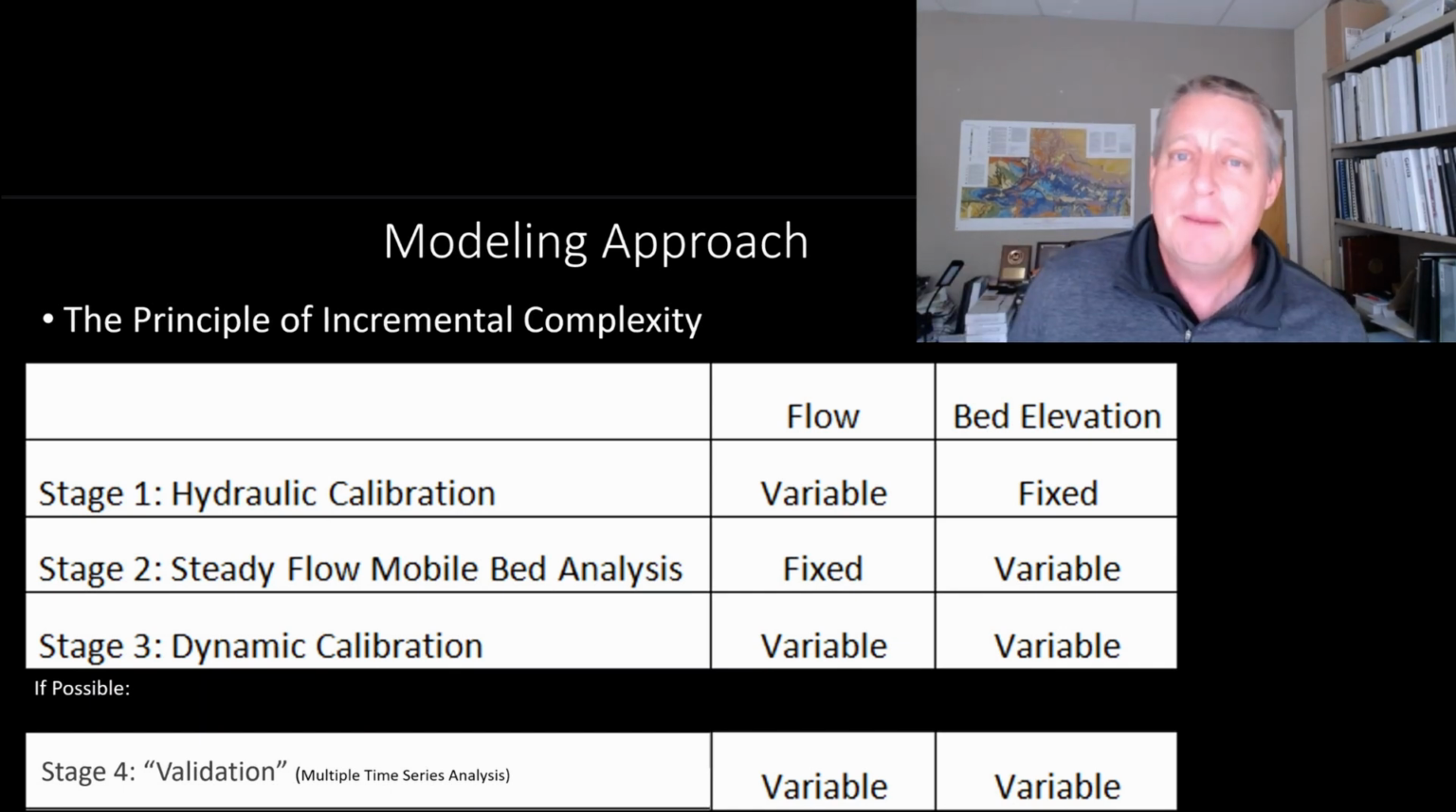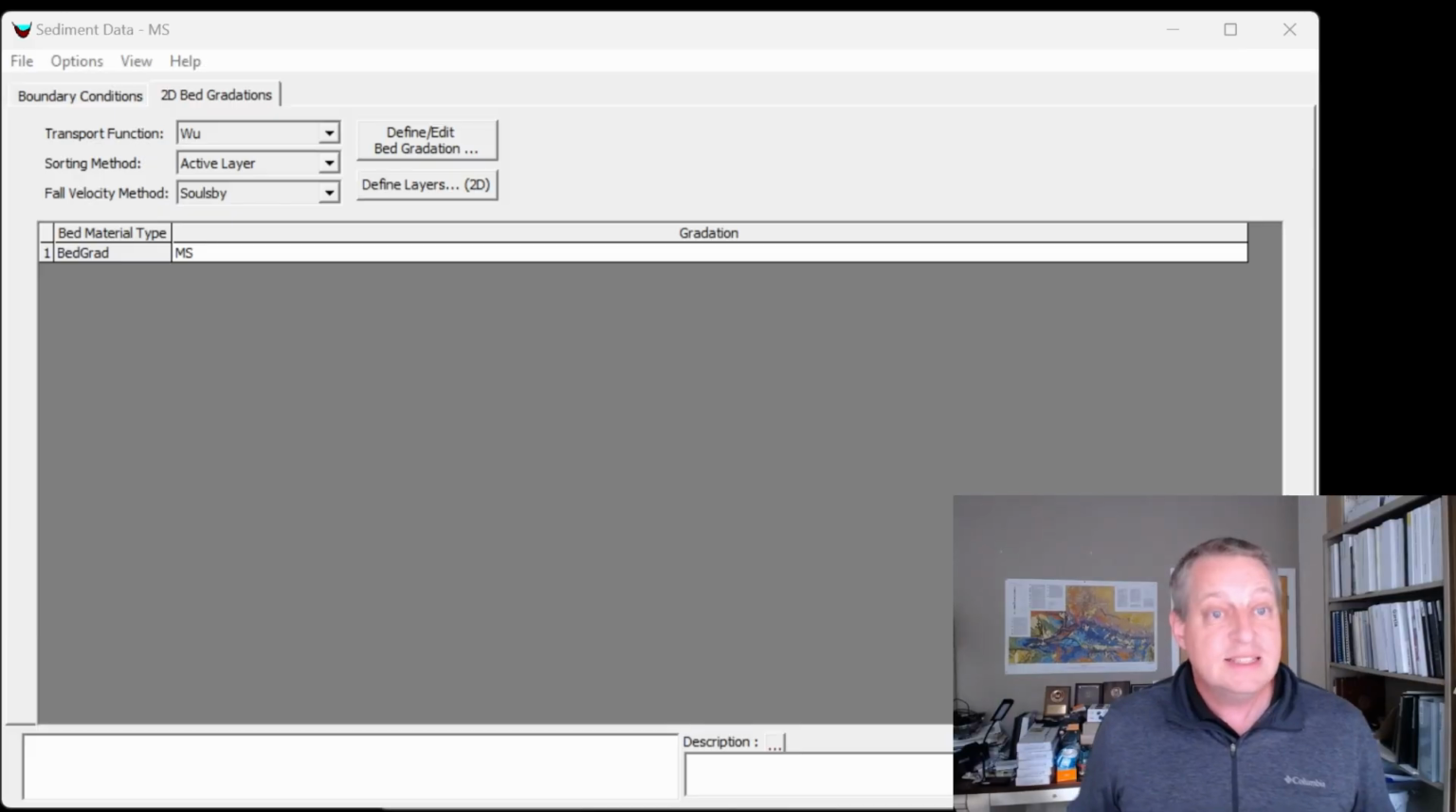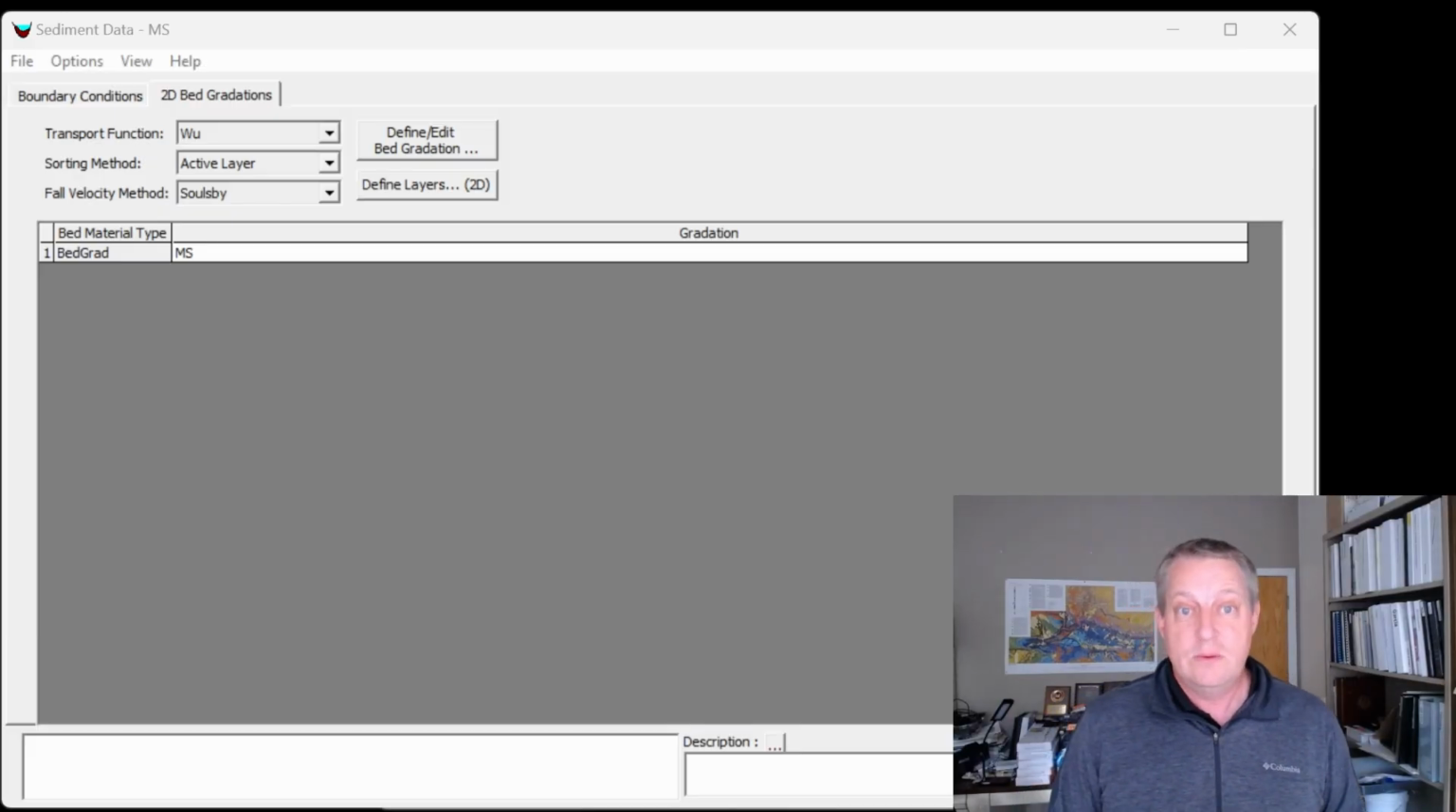And so Tony Thomas came up with this phrase called multiple time series analysis. That's what we do to talk about making our model more robust by calibrating it against multiple time series. And so the last thing I want to show you is just an editor in the RAS interface.